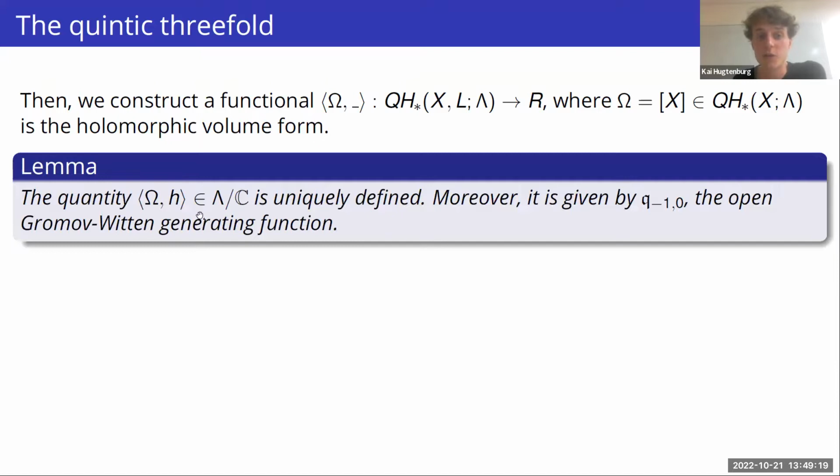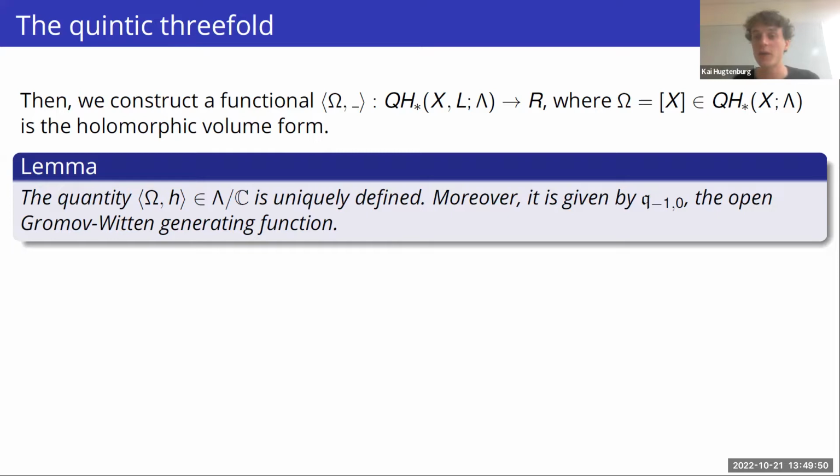And so what does this give you? It gives you that this pairing of the holomorphic volume form with this element H is going to be uniquely defined inside the Novikov ring. Now you have to work out the Novikov ring, but you can do this for the VHS. If you consider it as a power series, the only term that you don't get from this is the constant term. But all higher order terms in Q are going to be uniquely defined.